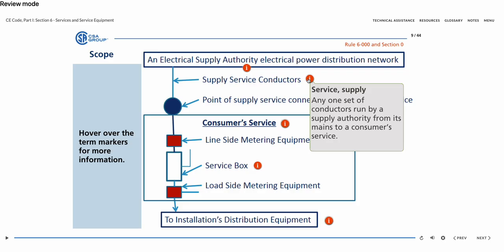Supply service conductors exist in both overhead or underground configurations. They can be installed by the customer initially or the supply authority. However, the ownership, final connection, and maintenance are done by the supply authority.